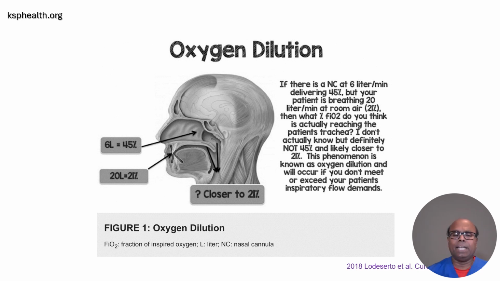So when you give 6 liters of low flow nasal cannula at 45% FiO2, the patient also breathes through the mouth. Peak inspiratory flows are higher. So let's assume that he's taking 20 liters at 21%, which is atmospheric air. What is the chance the patient's FiO2 in the tracheal area? Most likely it is going to be closer to 21% rather than 45%. This concept is called oxygen dilution.